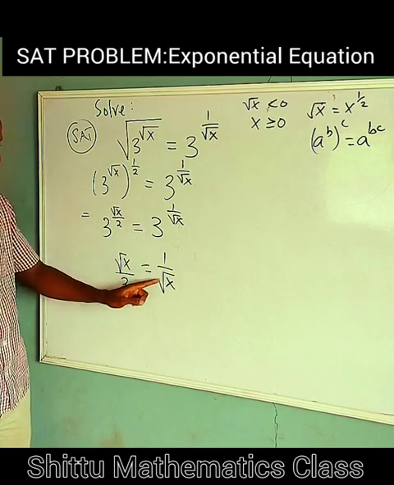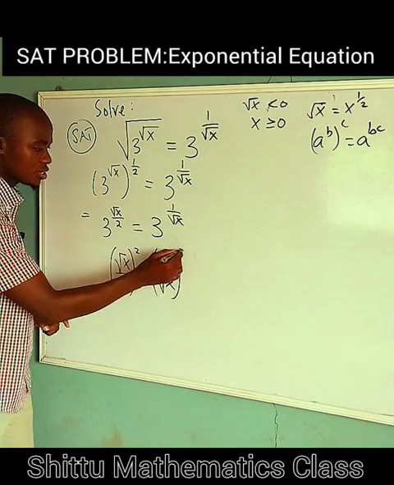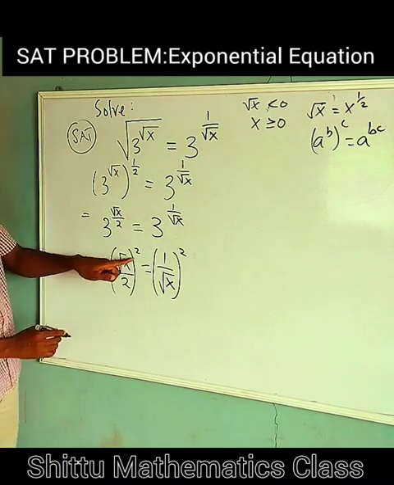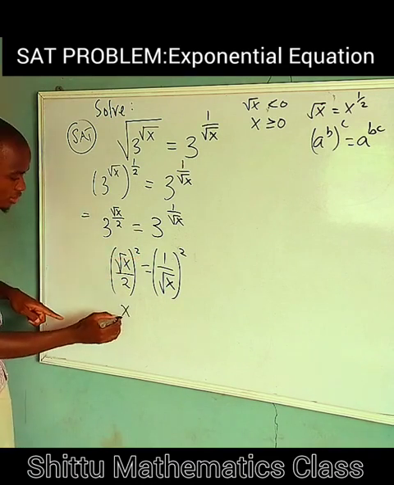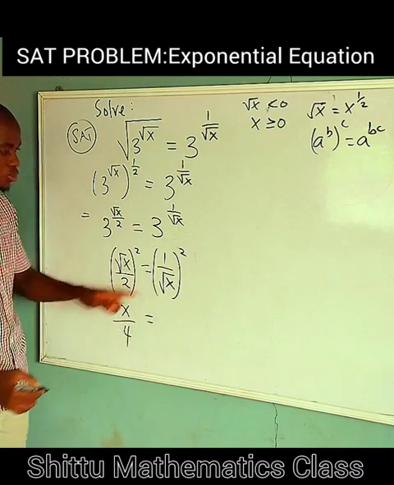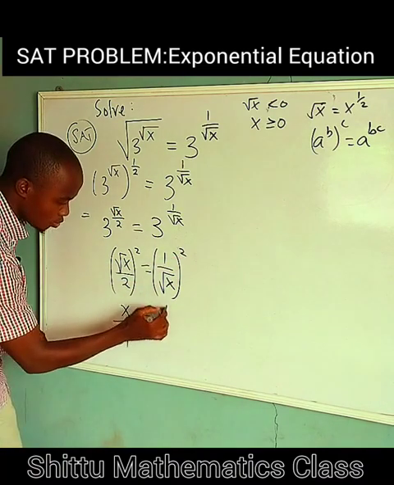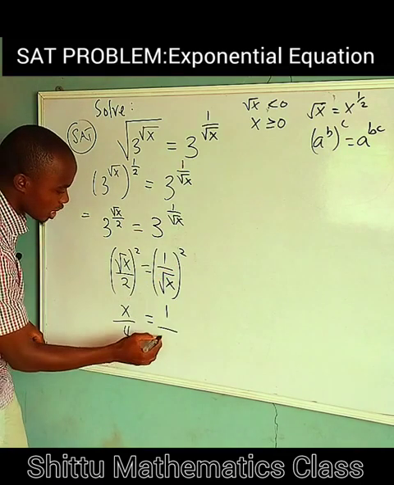So what's the next thing we are going to do? To get rid of this square root, we need to square both sides. Squaring both sides, root x to the power 2, this 2 cancels the square root. We are going to have x over 2 to the power 2, which is 4, equals 1 to the power 2, which is 1, over root x to the power 2, which is x.